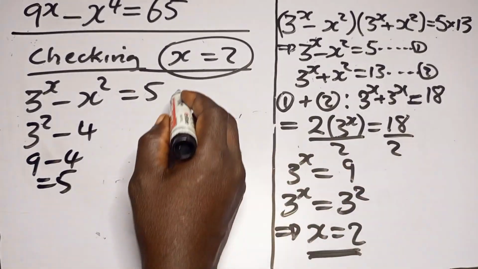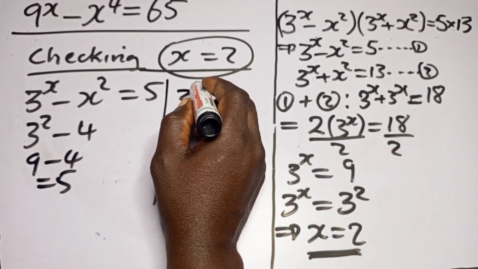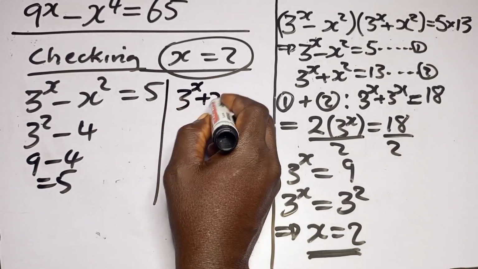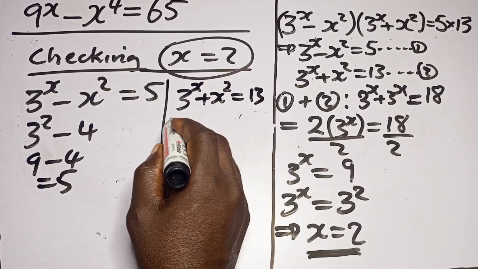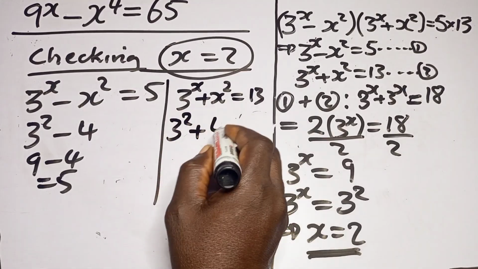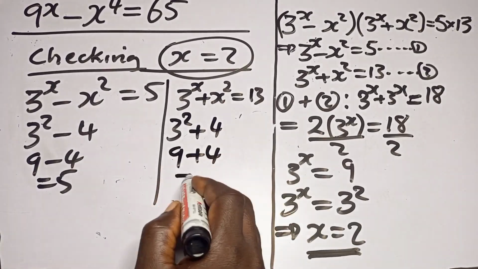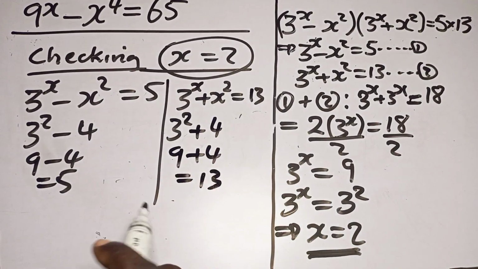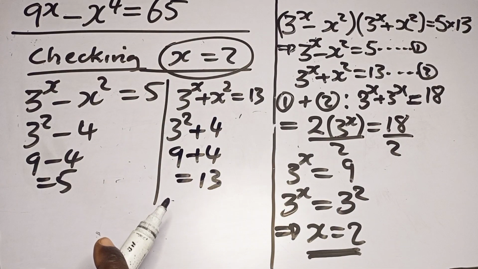The second equation is 3 to the x plus x squared. Do we have 13? x is 2, so we have 3 squared plus 2 squared, which is 4. 3 squared is 9. 9 plus 4 gives us 13. And so the value 2 is an acceptable value.